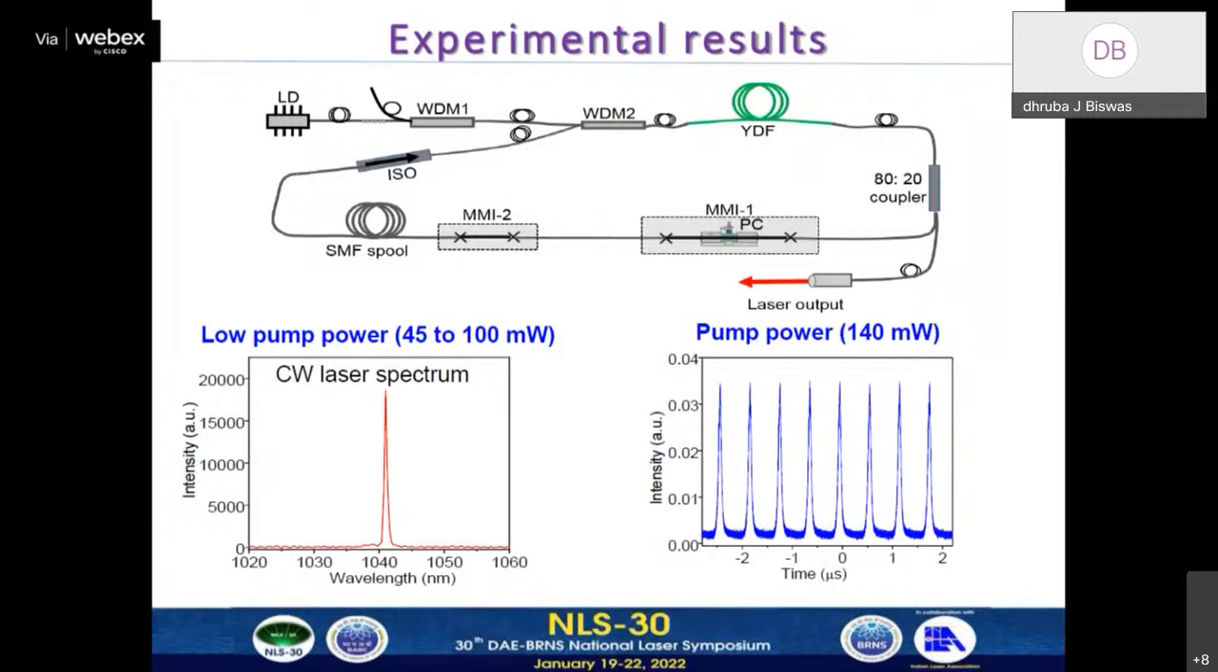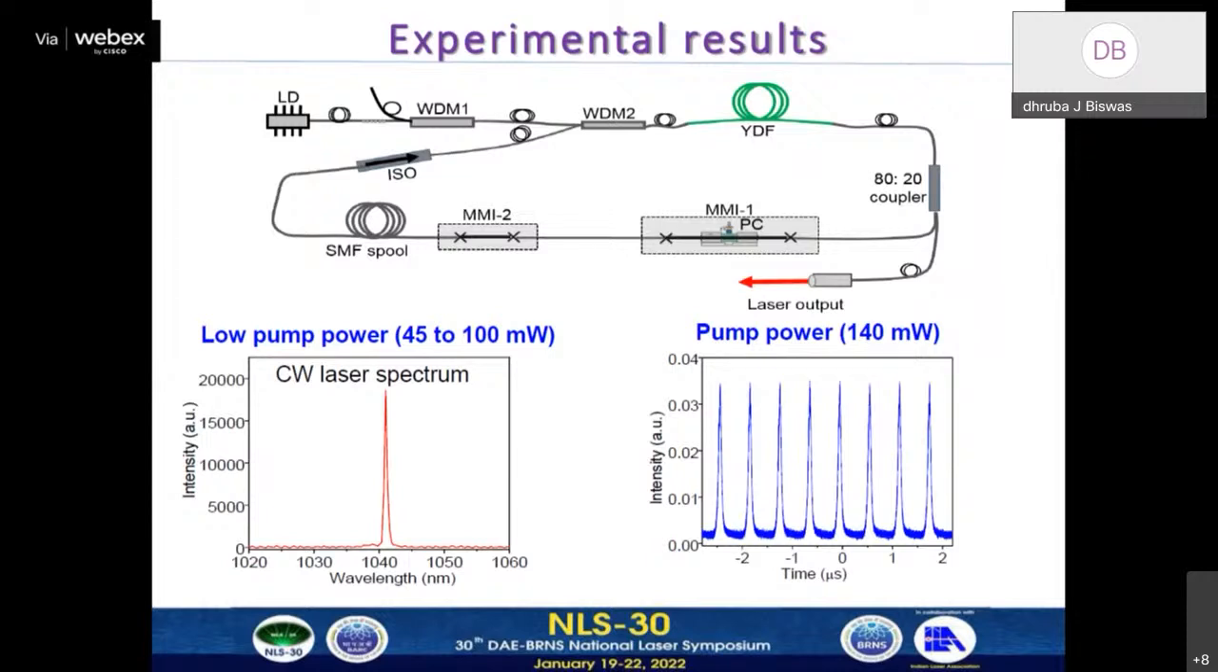Initially at low pump power, when the polarization control knobs are loosened, the laser setup works in CW mode, as shown here. Now as we increase the pump power and tighten the polarization controller, we get a train of bright pulses on the oscilloscope.